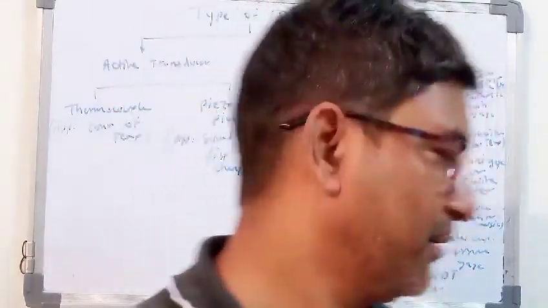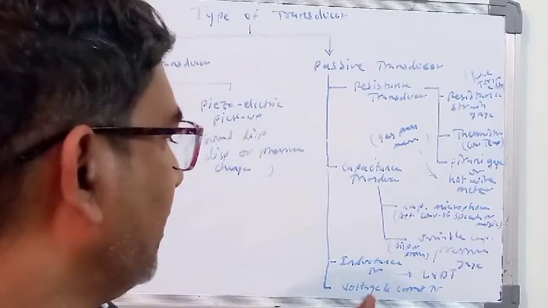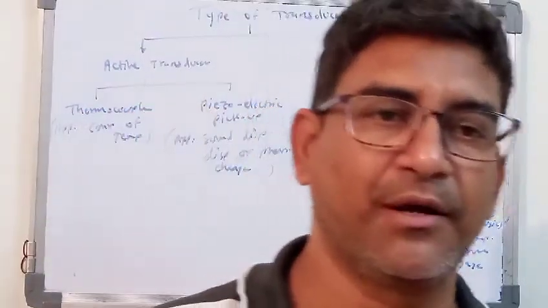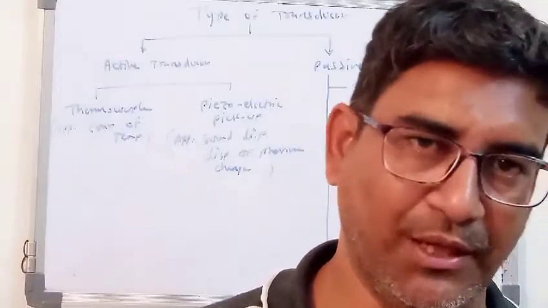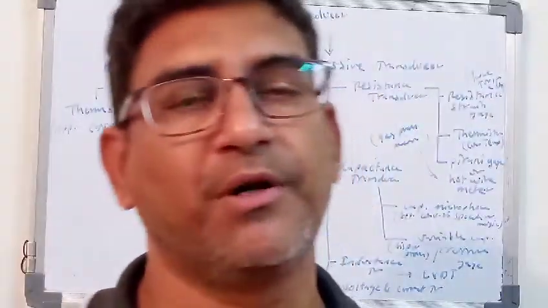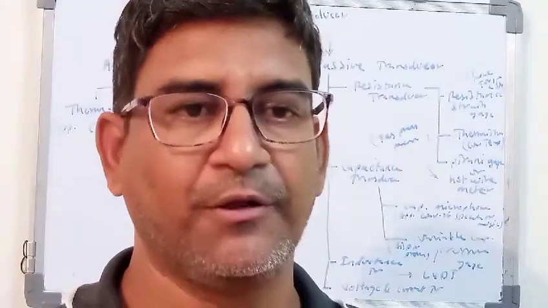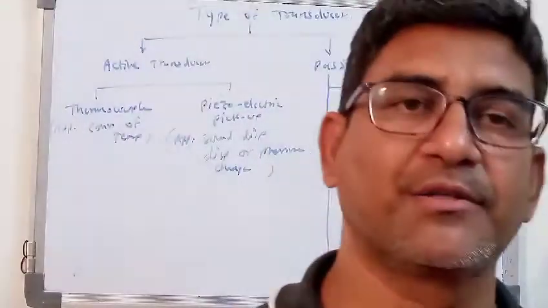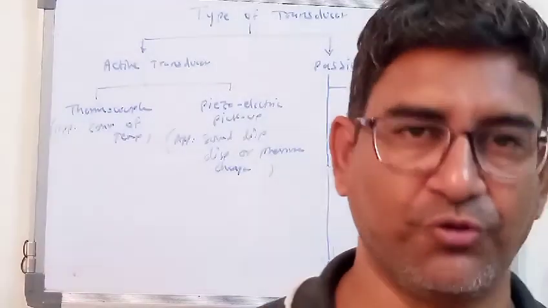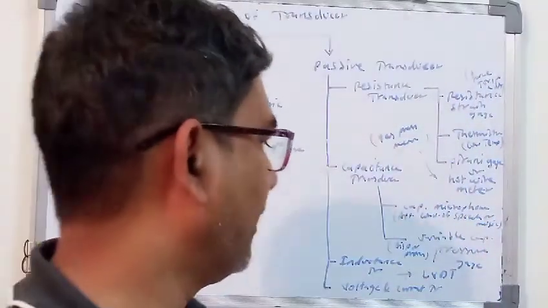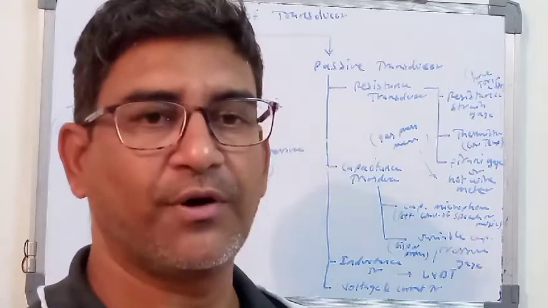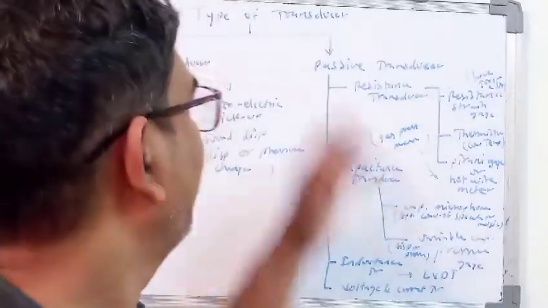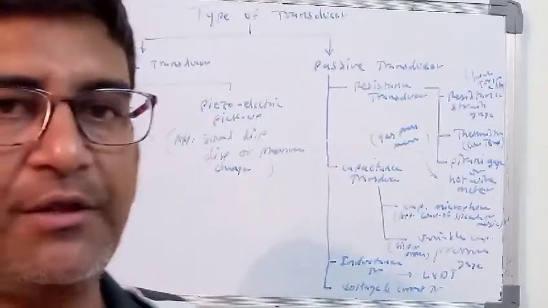The last one is the voltage and current transducer. In this voltage and current transducer, the photo emissive cell is used. The electrons are emitted by the radiation on a photoelectric surface. The application is the conversion of light. So these are the different types of transducers which you have to study in this topic.